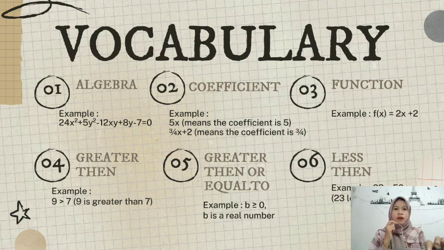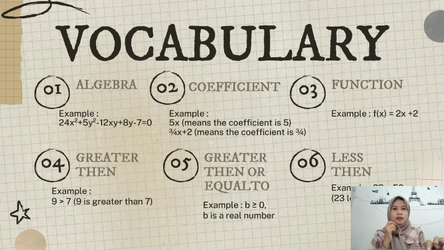b ≥ 0. b is a real number. This means that b is a real number greater than 0 or equal to 0. The number 0 is included.